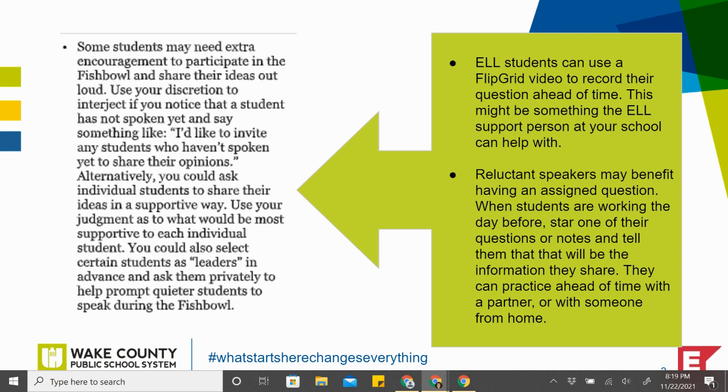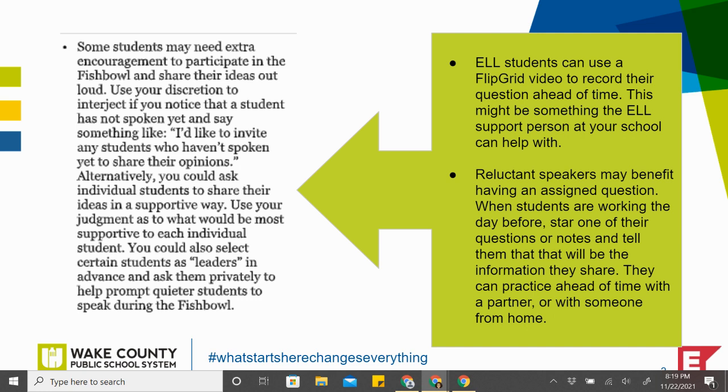The other potential issue with fishbowl discussions is reluctant speakers. I have seen this with my ELL population, despite how fluent they might be, and with introverted students. One strategy I've used in the past is to have my ELL students record their questions or thoughts. This way, they can do it multiple times to make sure they are getting their message across clearly. I have been lucky that the ELL specialists in my building helped my students prepare and record.